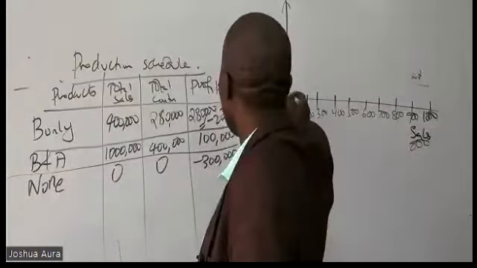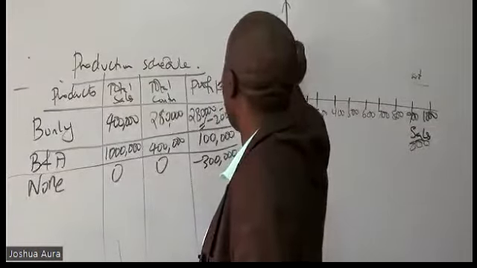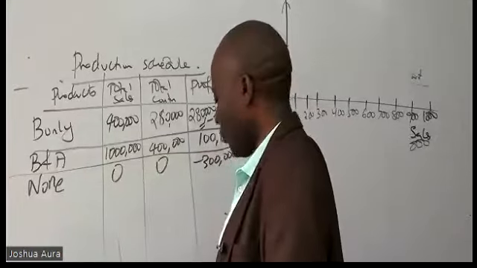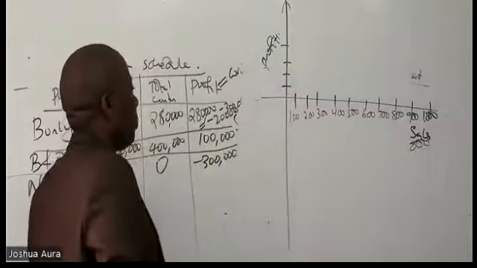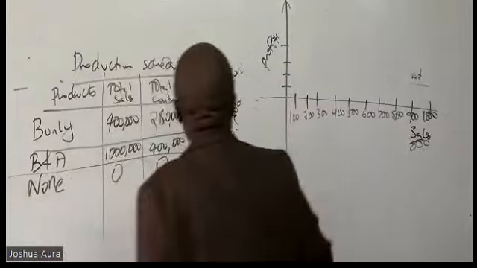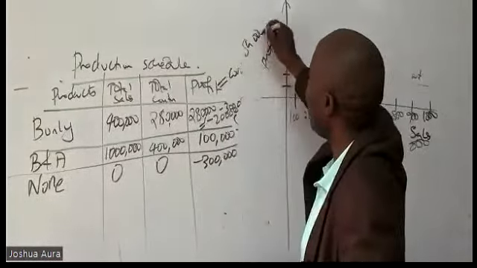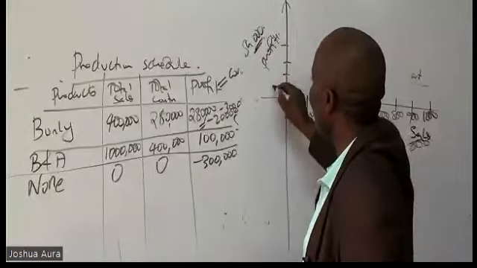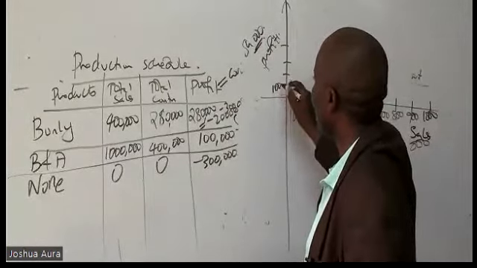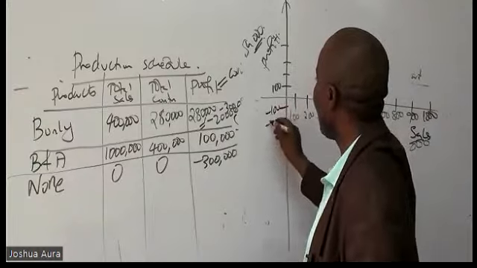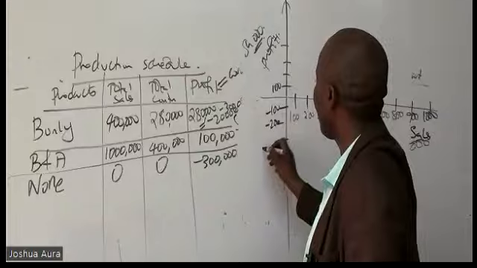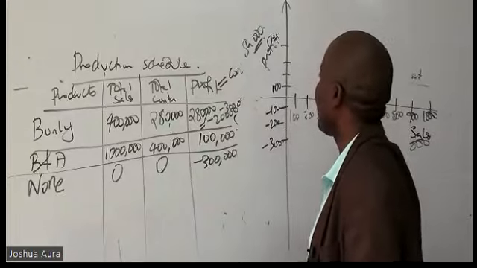And then go straight away to the profit. So profit really here, the best one also to go the 100. So profit in shillings, thousands. So this will be 100. Minus 100, minus 200, minus 300, like that.